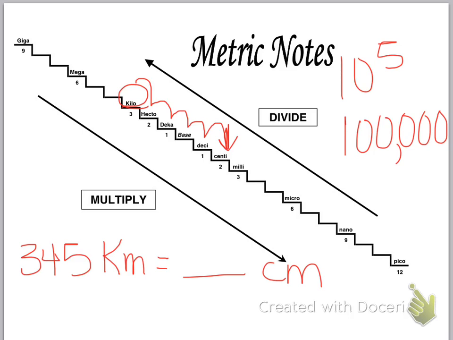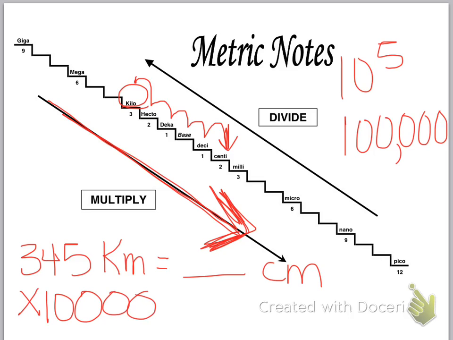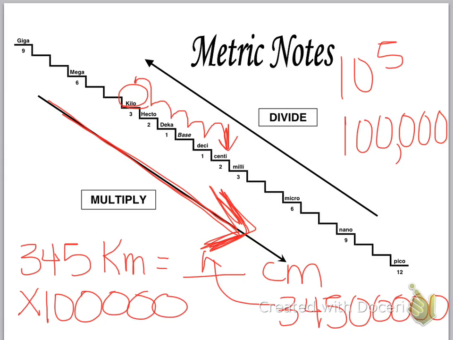Sorry, I already said multiply, but how do you know to multiply? Well, you started here at kilo, and we're going down. So if we multiply, 345 times 100,000 is going to be 345 with 5 zeros. Okay. So that's how you use the metric system, and those are your metric notes. So that's about it.